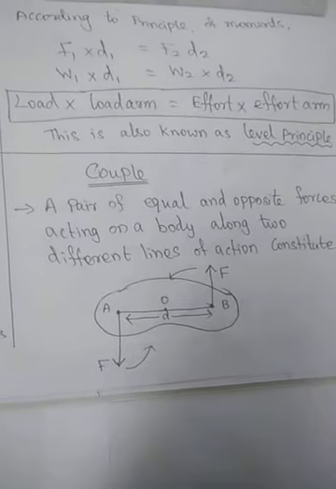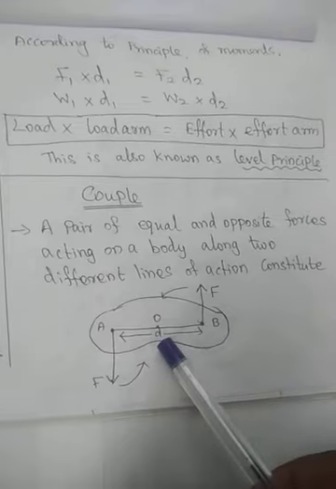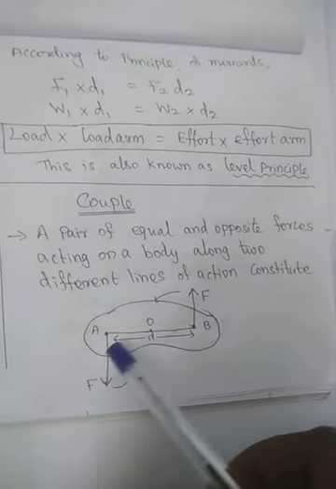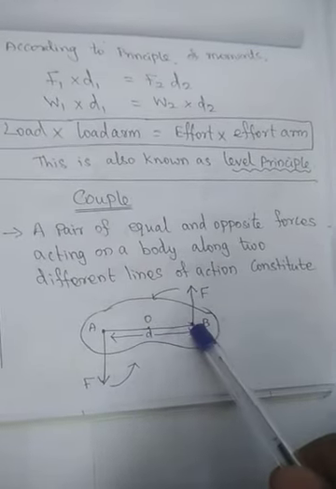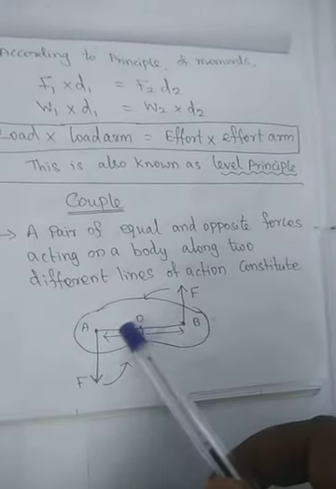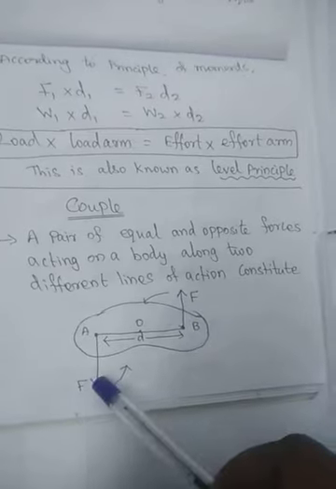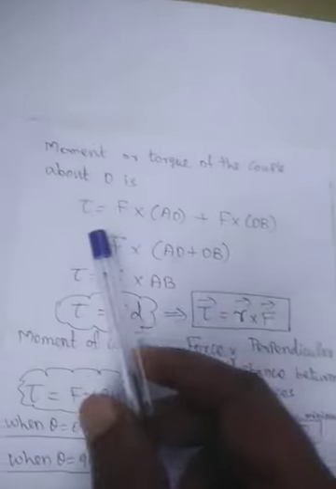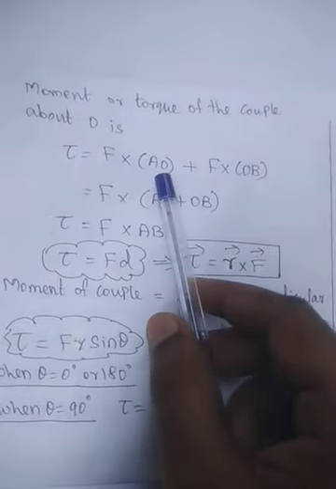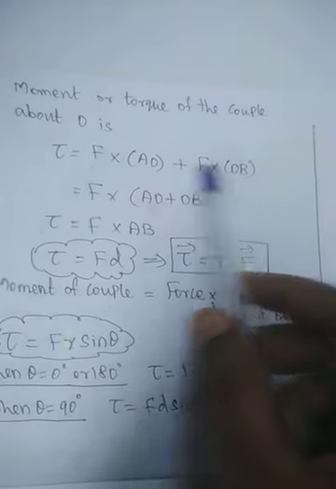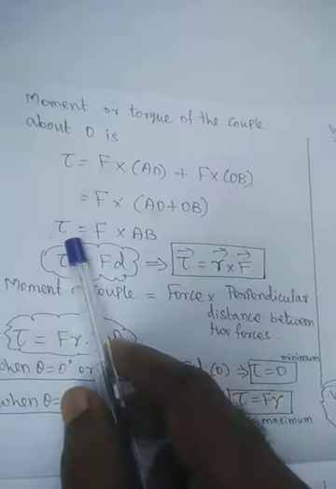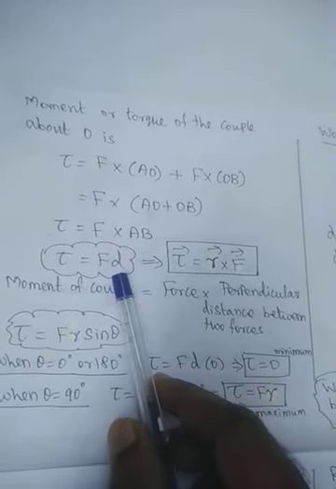So what is the moment of a force? The moment means force into perpendicular distance. Here also the moment is force into perpendicular distance. This distance is AO and this distance is OB. So the total moment is force into AO plus force into OB. So in equilibrium, the moment of force, which is equal to torque, is force into perpendicular distance. If you take the force common outside, AO plus OB, that is force into perpendicular distance. That distance is D.